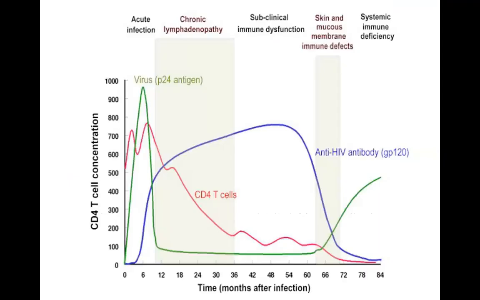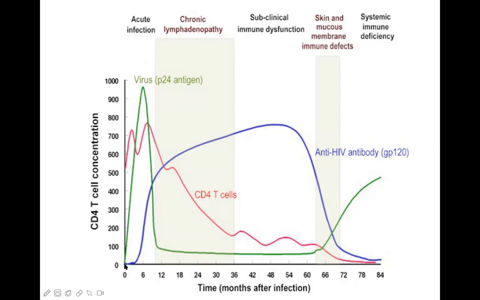Now, before talking further, let me talk about these two graphs here. As a medical student, you must know how to analyze these types of graphs. It will help you to understand the whole concept of the topic. See here, on the y-axis is the CD4 T-cell concentration, in numbers. And on the x-axis is the time, or months after the infection. So zero means the virus has just entered into the human body.